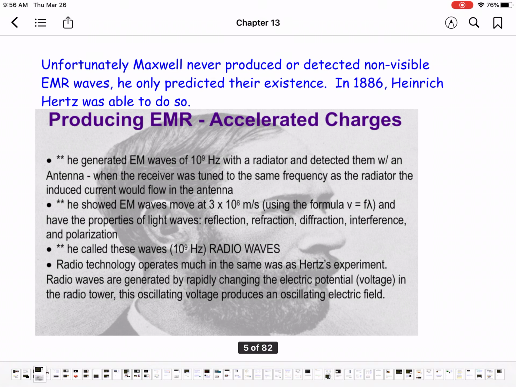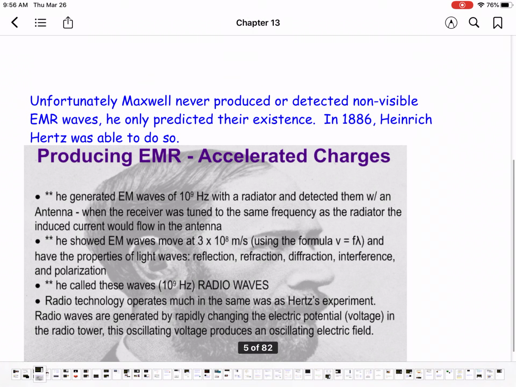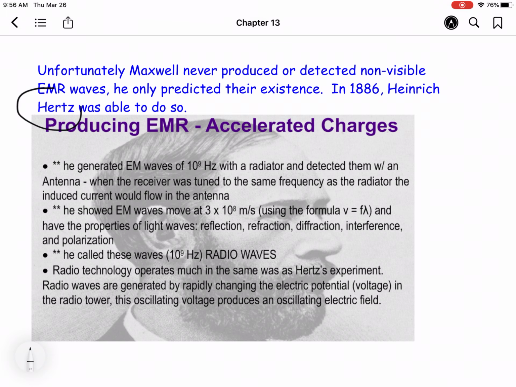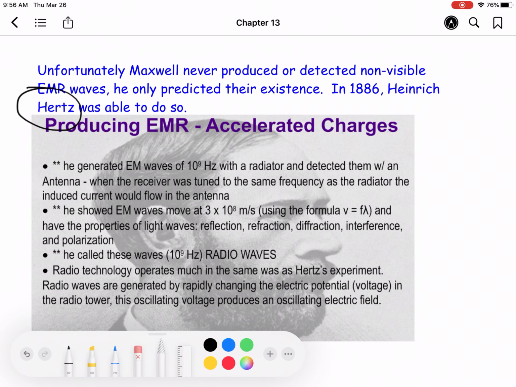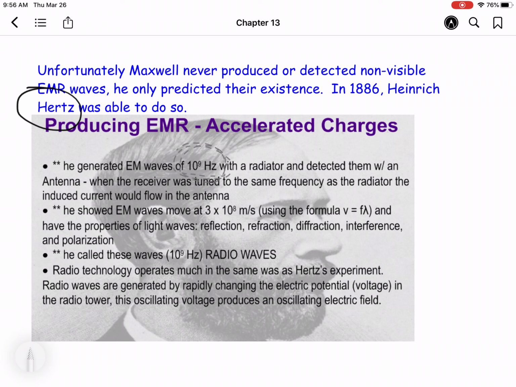In 1886, Heinrich Hertz was able to do so. Hertz, that name sounds familiar, right? Hertz. Okay, and he's the guy that came up with frequency. So he basically detected them with a wave, right? He said, okay, what if I have something with a frequency of times 10 to the 9? Okay, and he detected them with an antenna, and the receiver was tuned to the same frequency as the radiator, and he induced current flow in the receiver.